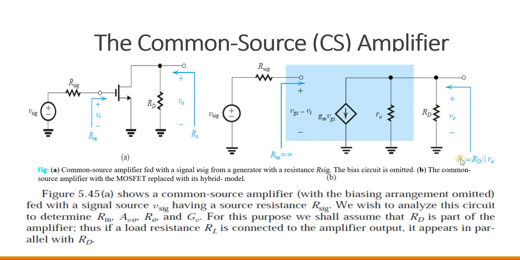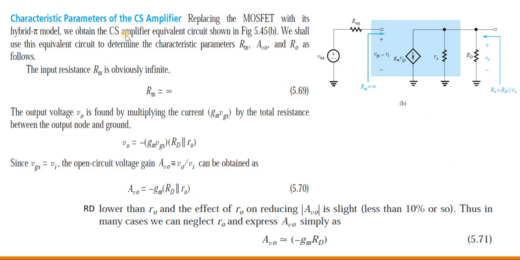In order to calculate the output resistance, the output resistance is nothing but RD connected in parallel with R naught. If a load resistance is connected, that will also be considered in parallel with these two resistances, RD and R naught. So the characterizing parameters of the CS amplifier that we need to determine are the input resistance R in, the open circuit voltage gain, the output resistance, and the overall voltage gain. For that we need to know this hybrid model of the CS amplifier.